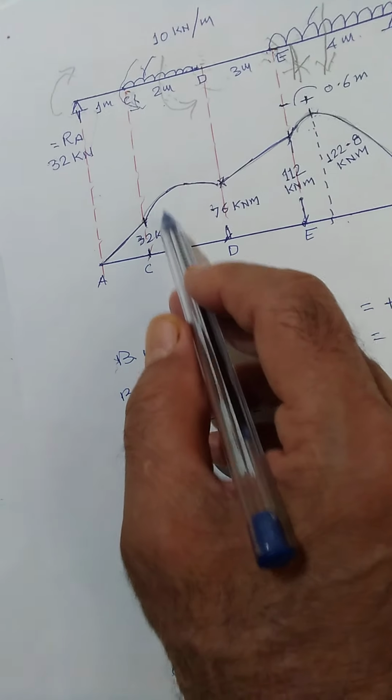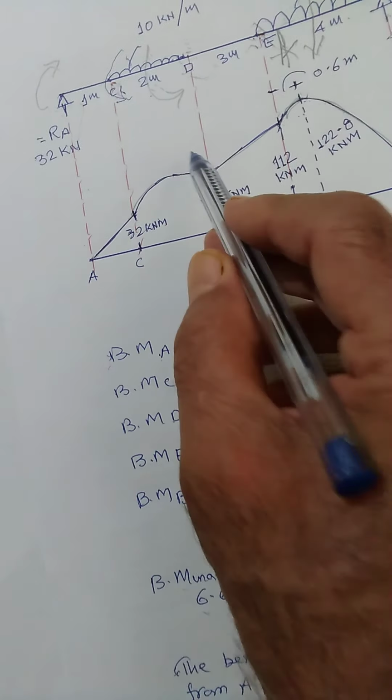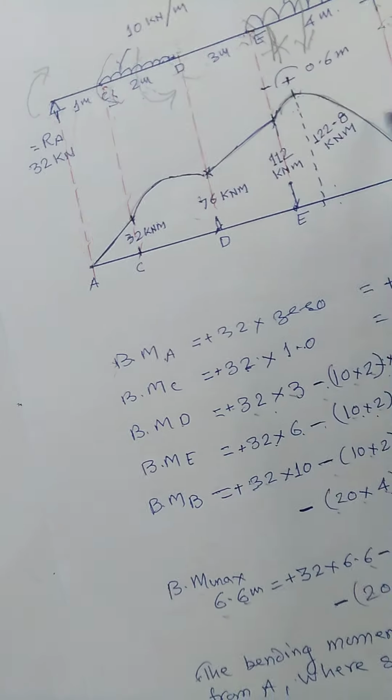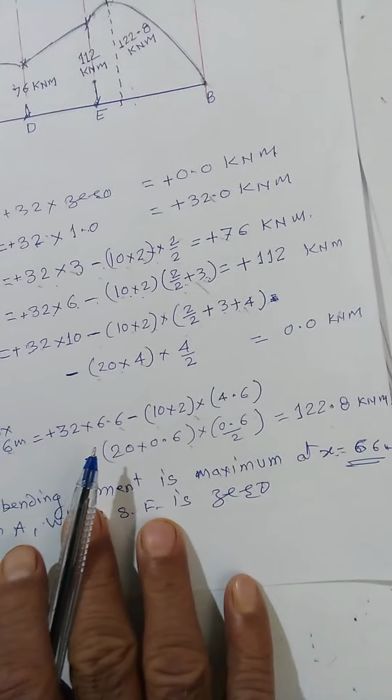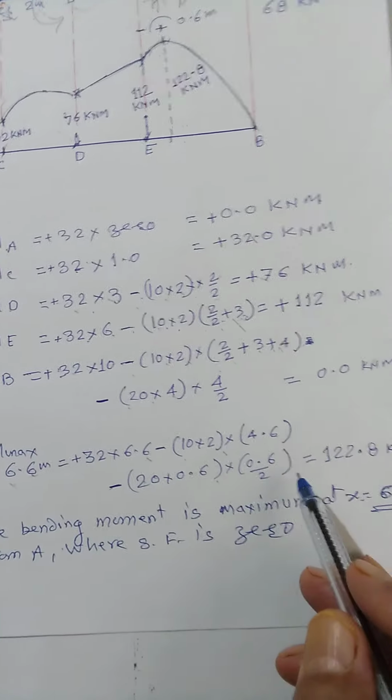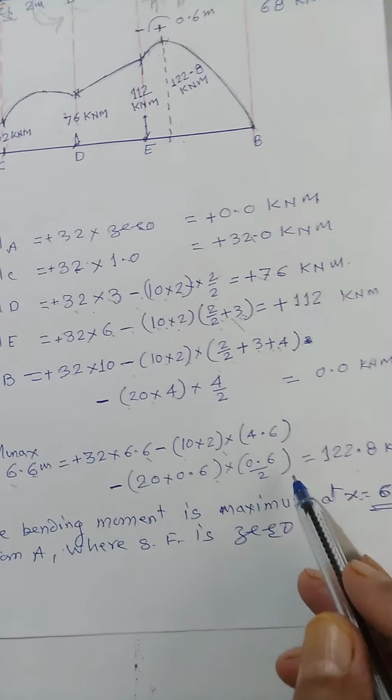Similarly, in the shear force diagram, we have seen at a distance of 6.6 meter from here, the shear force changes the sign. Taking the moment at this point, take this into 6.6 minus this into 5.6, this into 2, this and this like this. And you can find out the maximum bending moment at a distance of 6.6 meter from A is 122.8 kilonewton meter.